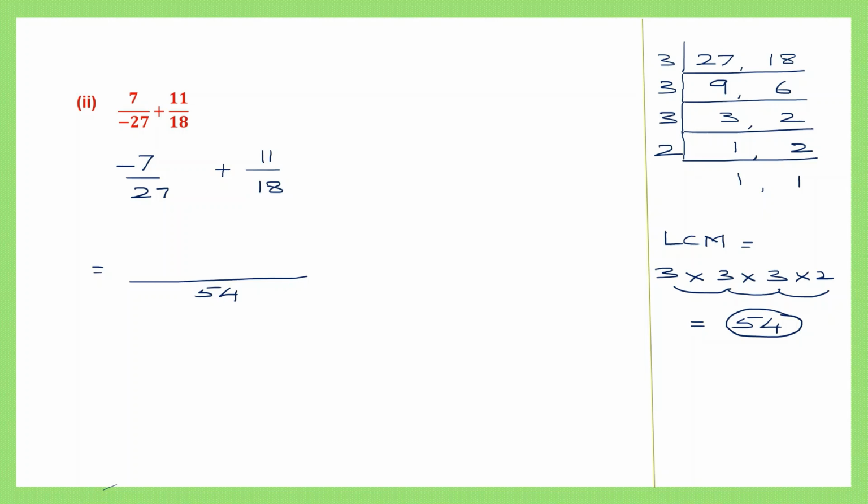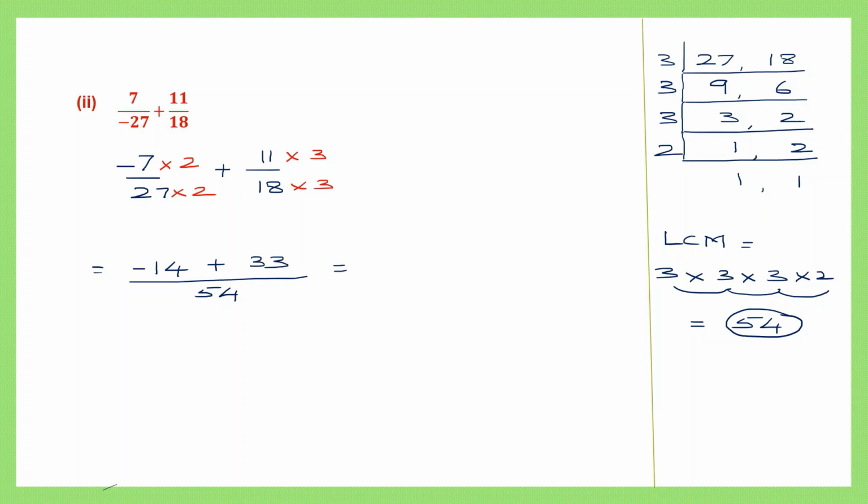Now the first rational number, denominator is 27. So 27 into 2 is 54. So multiply minus 7 into 2, that will be minus 14. Plus, go to the next one, 18 into what is 54? 18 into 3 is 54. So multiply 11 also by 3. 11 threes are 33.